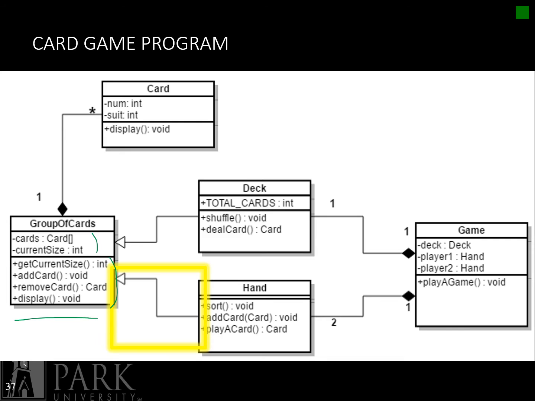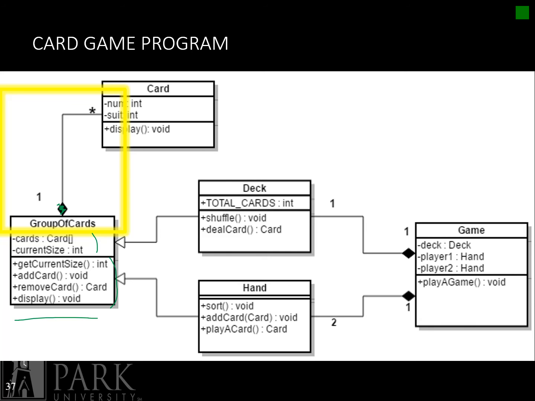What about card and group of cards? This is a many-to-one relationship. But is it a composition or is it an aggregation? Well, hopefully you looked and see that there's a solid black diamond here. This is solid, and so that means it's a composition. Card is not going to belong to anything else but a group of cards, because a card cannot belong to a deck and a hand at the same time. It's got to be in one or the other.